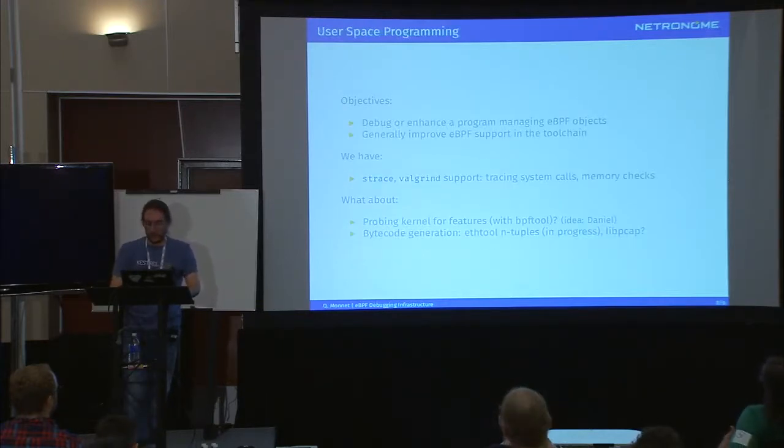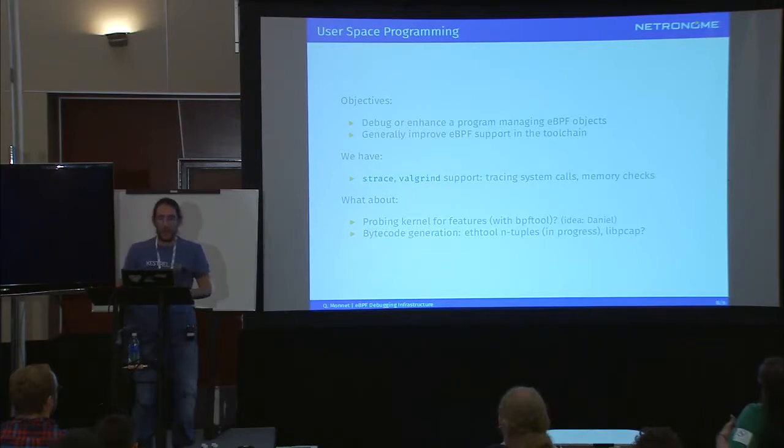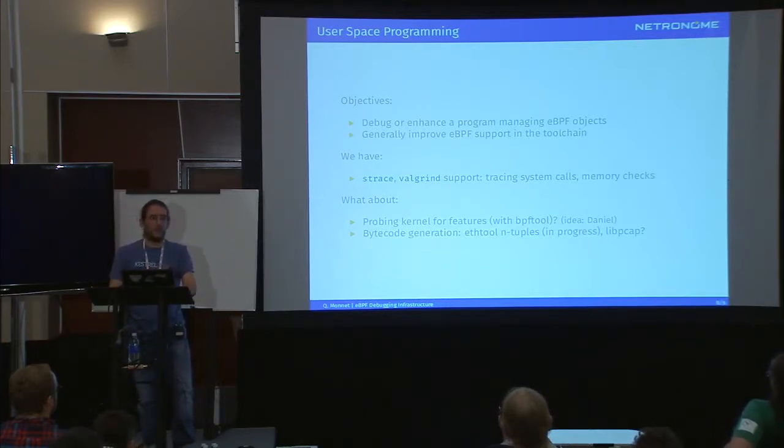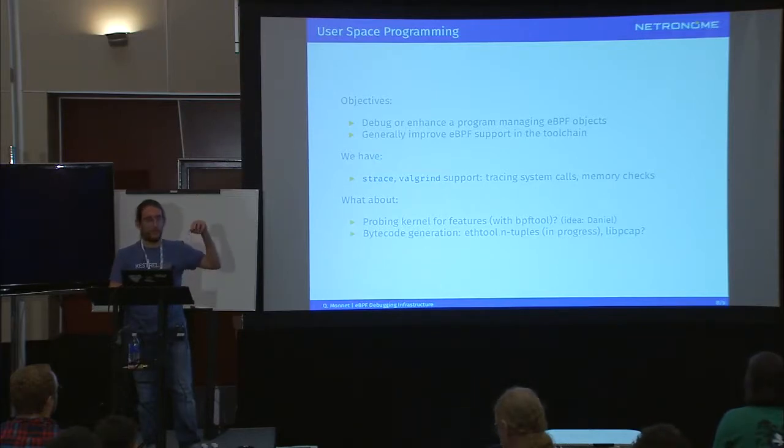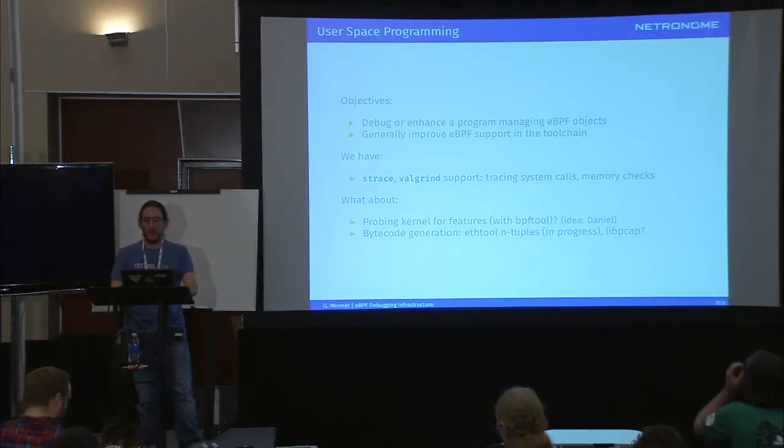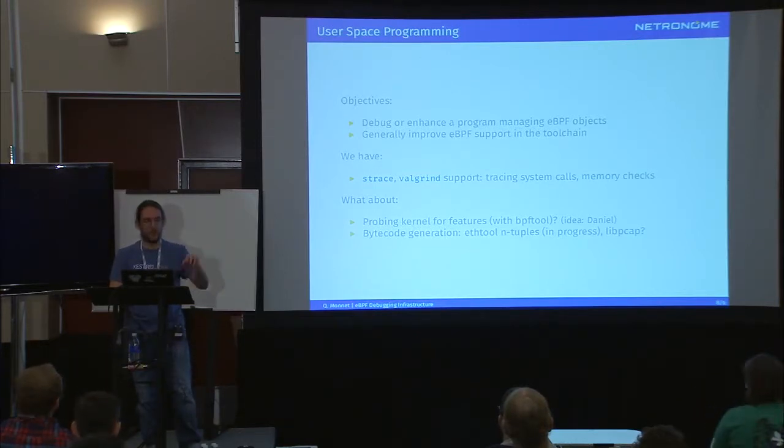And the last block is about user space programming. So I have one project using BPF system calls. It can be Cilium, it can be Suricata, it can be whatever program is calling BPF to load programs, to manage BPF maps and so on. So we do have support for strace and valgrind, for tracing the system calls or for checking memory, for example, for the BPF system call now.